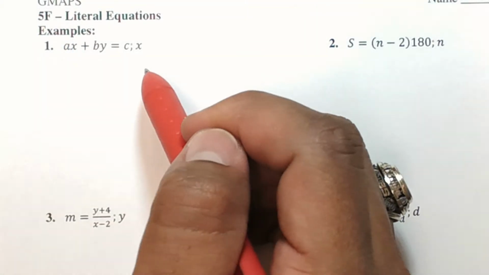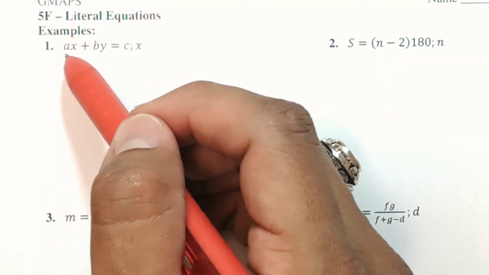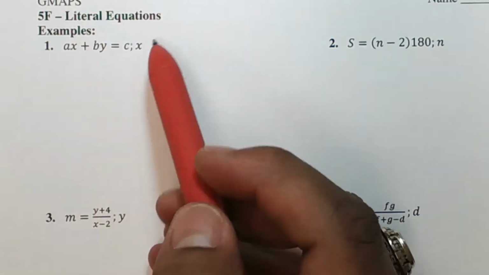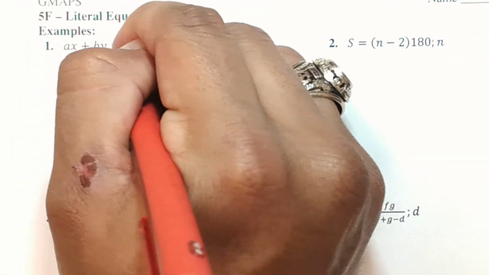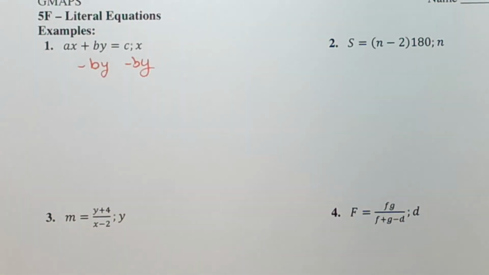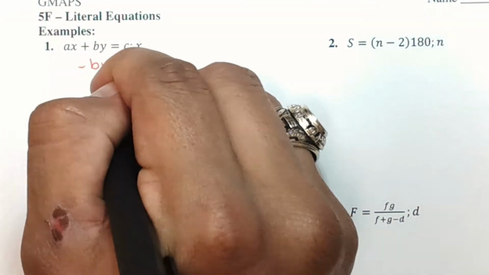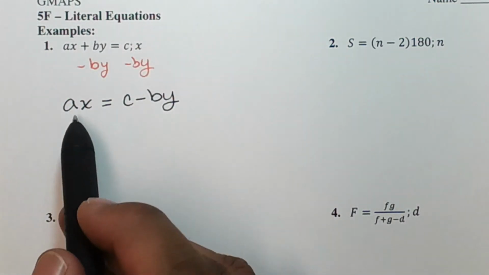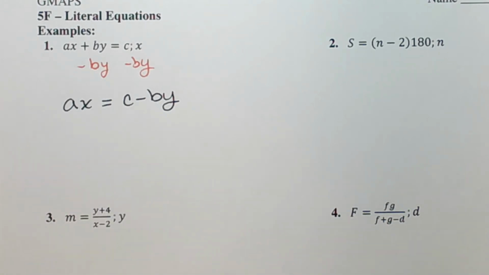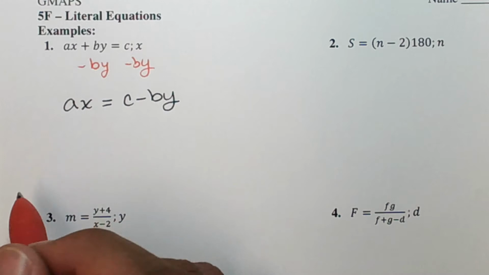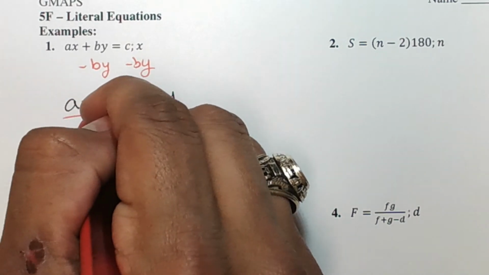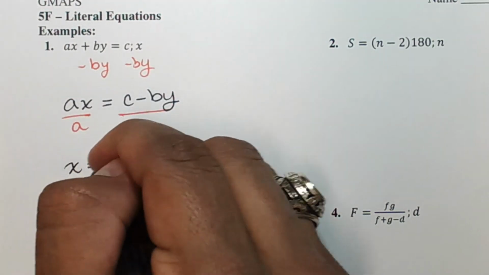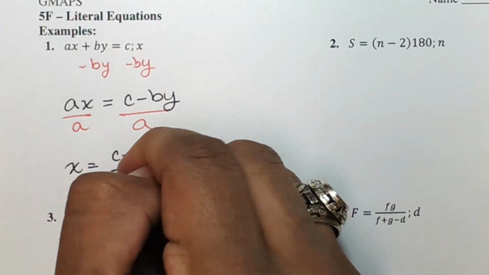Well, I could divide everything by a since it's a times x, but that's not what we usually do first. We like to move this other term to the other side. So what I'm going to do is subtract by on both sides. So I end up having ax equals c minus by. Well, since I'm solving for x, I need to get rid of the a that's being multiplied in front of it. What's the inverse operation of multiply? Divide. So we could write our answer as c minus by all over a.